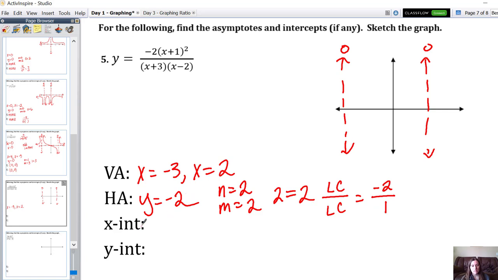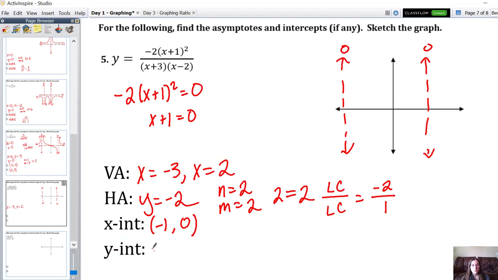For the x-intercept, that's where our numerator is equal to 0. So I've got -2 times (x plus 1) squared equal to 0. If I were to divide by -2, I'd still have 0. If I were to take the square root, I'd still have 0, so it leaves me with x plus 1 equal to 0, just worrying about that factor. So we have an x-intercept at (-1, 0), if we subtract 1.